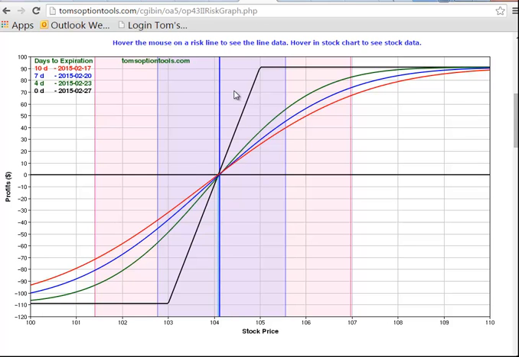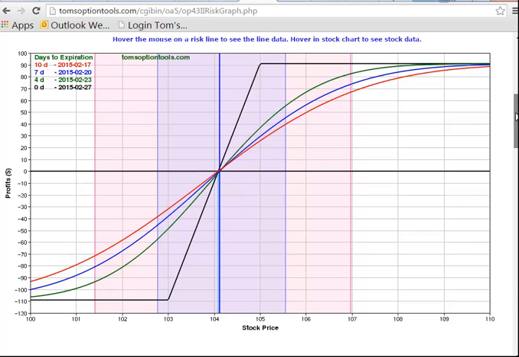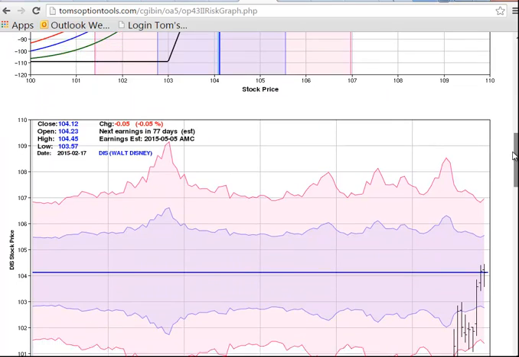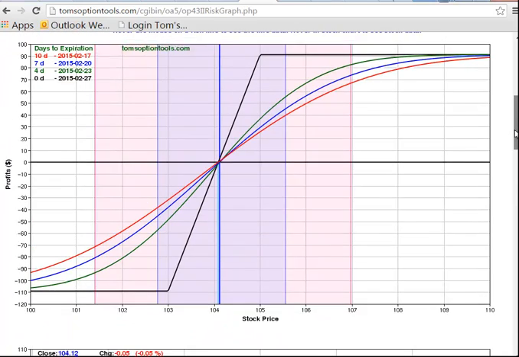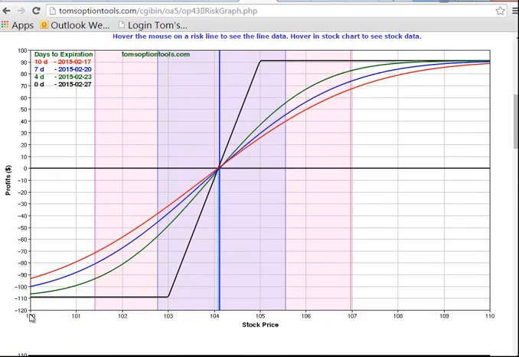Now, the difference between classic view, which has the risk graph above it and then the stock chart just below it, and I do have it zoomed out quite a bit because I'm looking at 100 to 110. So you're only seeing very little stock activity, even though it's showing for a lot of time period. It's just showing the range of stock price of 100 to 110.